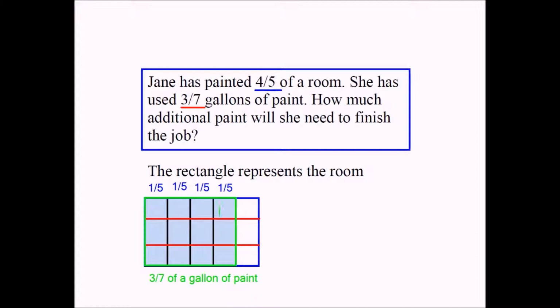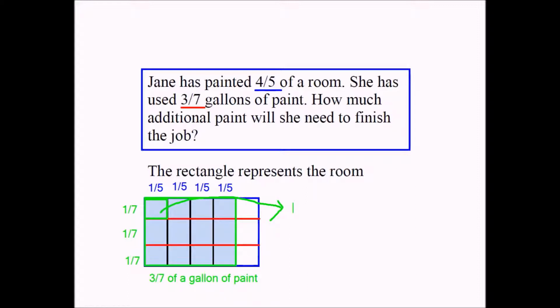If this whole thing is 3/7, this has to be 1/7. Okay, now we are being told this much paint is 1/7 of a gallon. So one square has to be 1/4 of a 7th of a gallon.